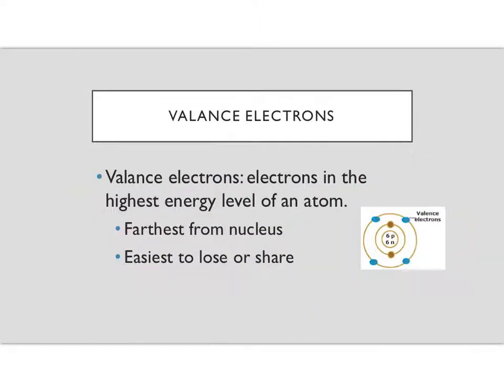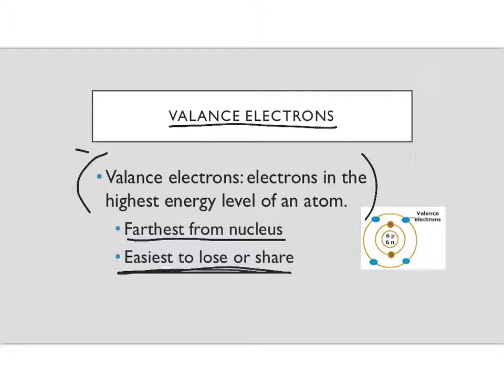So here's the last thing I'll talk about with you, and that is valence electrons. Valence electrons, you can see the definition there, are electrons in the highest energy level of an atom. That means they're farthest from the nucleus, they have the most energy, which means they're the least stable. And they are the easiest for that atom to lose or share. It's going to keep those lower energy electrons close to the nucleus, but the valence electrons are going to be the ones that interact with other atoms.